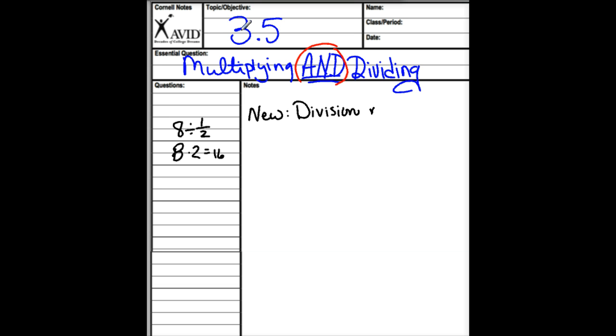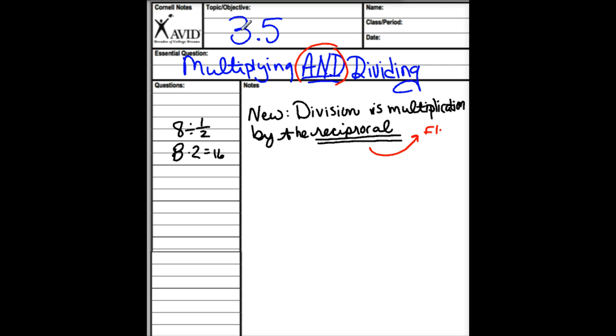It's just multiplication by the reciprocal. So let's underline that word and let's give it a non-math term. Reciprocal just means flip, and you flip the second fraction.